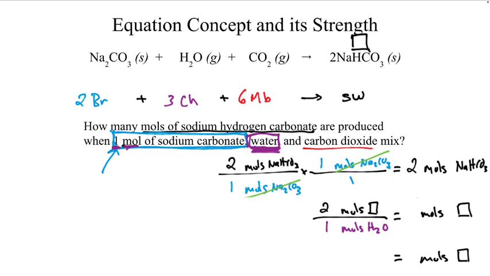Do I have my answer? No. What has to happen? I need the moles of water to cancel out, which means moles of water better appear in the numerator. Do I know anything about just the raw moles of water? Yeah, the question tells me I have 1 mole of water. What's in the denominator? 1, because it's just 1 mole of water. That's it.